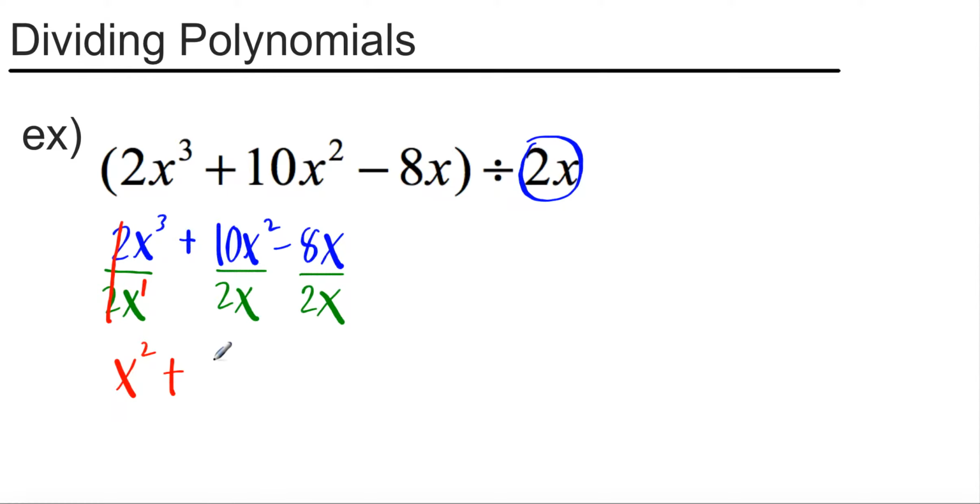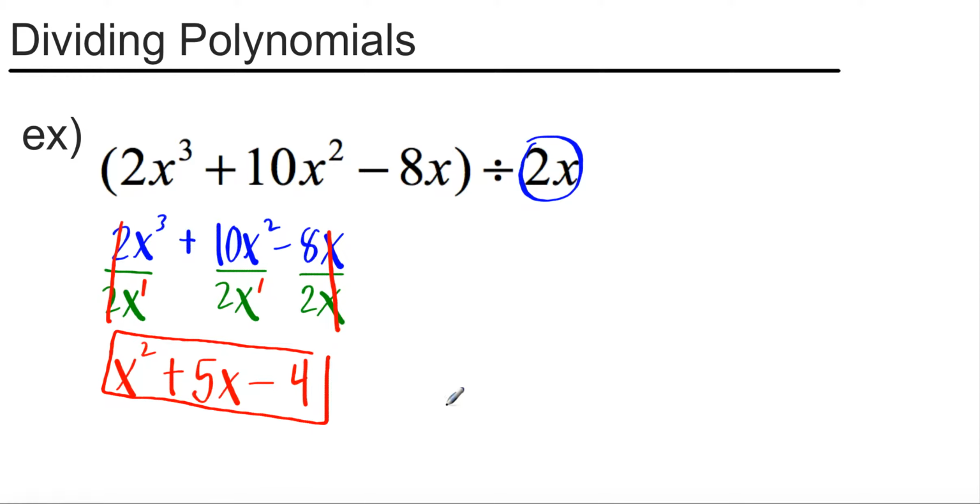10 divided by 2 is 5. X squared divided by x is just x, because 2 minus 1 is 1, which leaves us with x to the first, or just x. We're going to bring down that minus sign, and then 8 divided by 2 is 4, and x divided by x, those cancel out. So we're left with x squared plus 5x minus 4. So when we're dividing by a monomial, we just want to take each piece of the first polynomial and divide it by that monomial. Now, what if it's not a monomial?